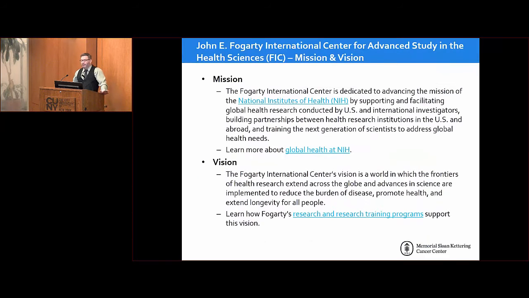So the key part of the talk is the John E. Fogarty International Center for Advanced Study in the Health Sciences, abbreviated FIC, Fogarty. And I want to talk a little bit about the mission and vision. I was just going to give you 3 minutes to quickly parse through this, and then I want to focus you on certain areas that you can target when you're writing your proposal. So just take a couple minutes to read this through.